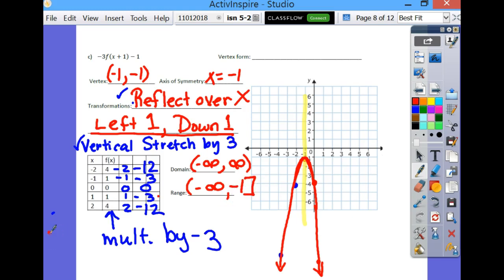If this point is now at the top, would it be called a minimum point? What would we call it if it's at the top? It would be a maximum point. And in vertex form, this would be -3(x + 1) squared - 1. That's how you would write the same thing in vertex form.